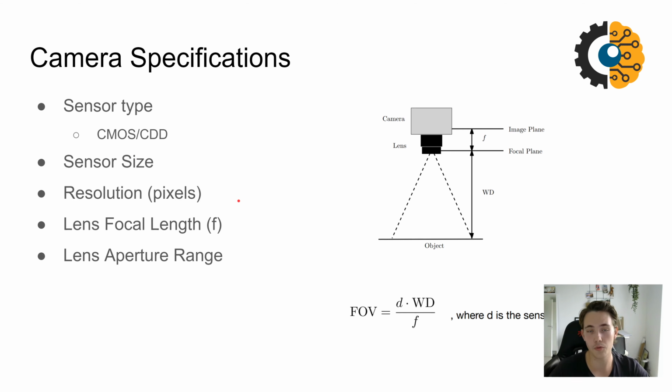If we go more in depth with the camera specification here, we can see that we have a camera, and it can have a different kind of sensor type. The most commonly used ones are the CMOS sensor types.